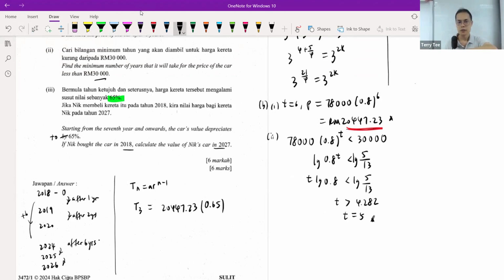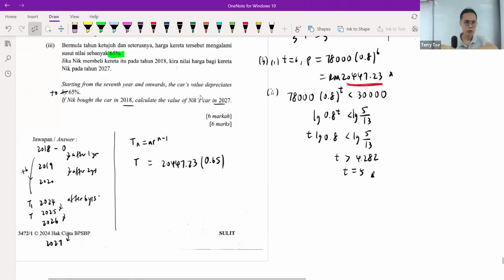Then your N: I shouldn't use T3 because that is your T1, this is your T2, this is your T3. 2027 is supposed to be T4, so it is 4 minus 1, which is 3. Why? In 2024, the value is 20,447. After 1 year is T2, after 2 years is T3, after 3 years is T4.